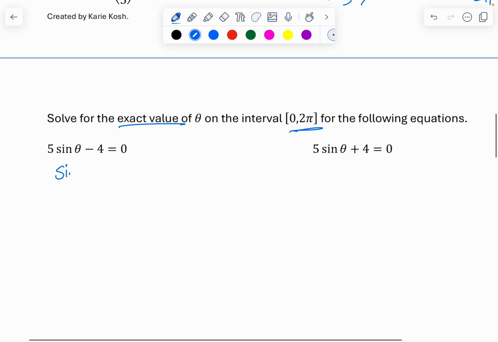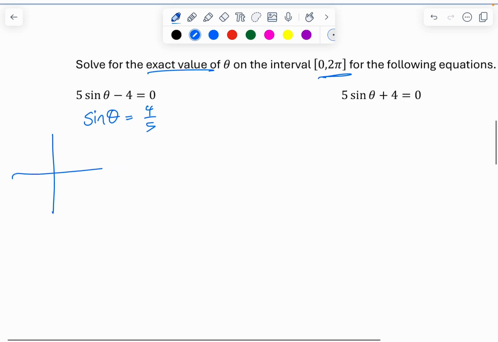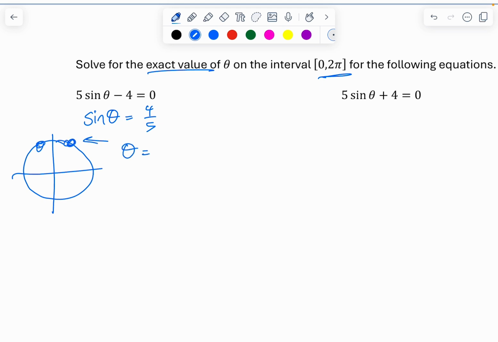So I come along and say, sine is equal to 4/5. Sine is my y value on the unit circle. So that's here and here. This first one is theta would equal arc sine of 4/5. But this one isn't easily expressed using arc sine.